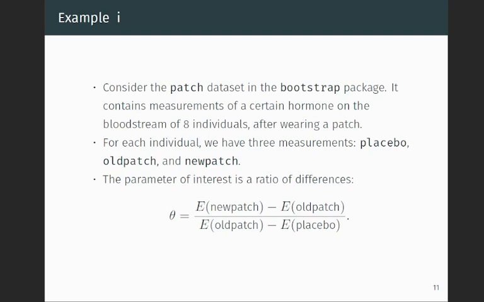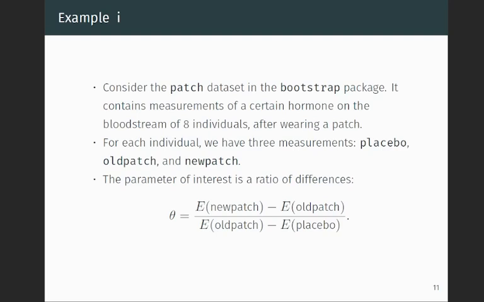There's a data set called patch in the Bootstrap package, and what this data set contains is measurements of a certain hormone in the bloodstream of 8 individuals after wearing a patch. And so there's two types of patches. There's an old patch, there's a new patch that was developed, and then you actually have a patch, if you will, which is a placebo. So there's 3 different measurements for each individual.